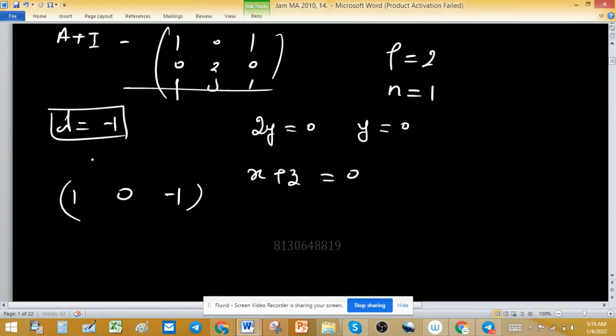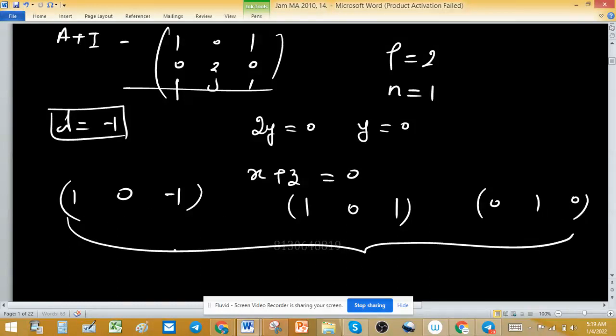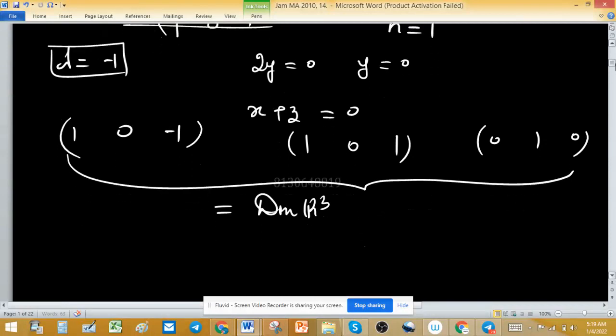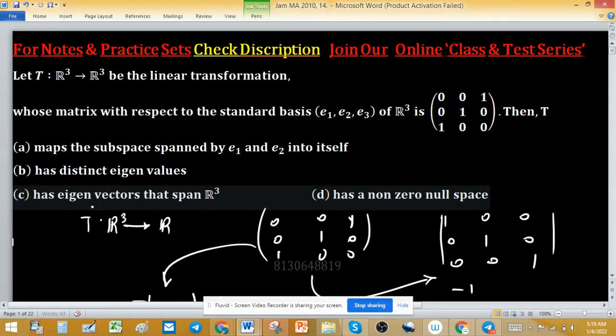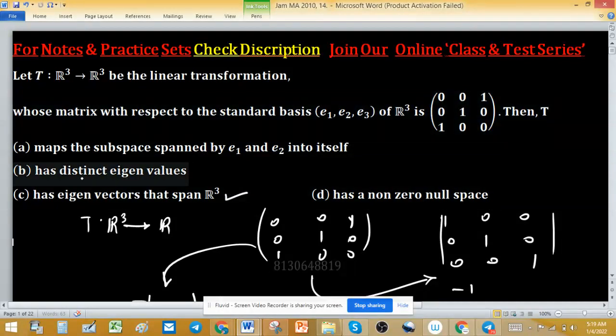This vector will be the eigenvector corresponding to lambda equals minus 1, and the other two eigenvectors we already found are 1, 0, 1 and 0, 1, 0. These three eigenvectors are linearly independent and their number equals the dimension of R cube. It means they will form a basis, and a basis is a spanning set. So A has eigenvectors that span R cube, this option will be true and the others will be false. And you can see option B is saying it has distinct eigenvalues, but the eigenvalue 1 is repeating, so the other options will be discarded.